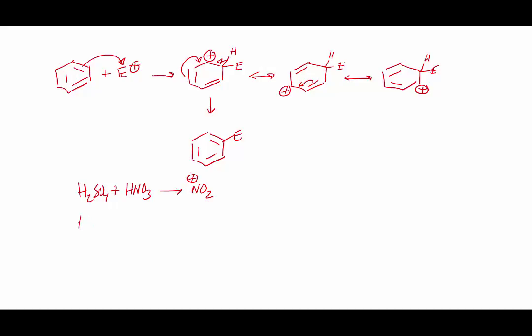I can use H2SO4, sulfuric acid, and sulfur trioxide. And what happens there? The H2SO4 takes an H plus and protonates the SO3. So now I form HSO3 plus, and guess what that does? Substitutes for a hydrogen in the ring.